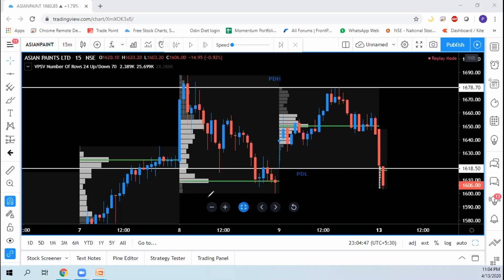Okay, so HVNs are there. I'm interested to see what happens with the HVN, and this is a point of control. Okay, this POC is there. POC is nothing but the fair price. Fair price of the particular day is what you call POC. It is over here, and on that particular day, today we are coming down, right? Very nice liquidation drop is happening.